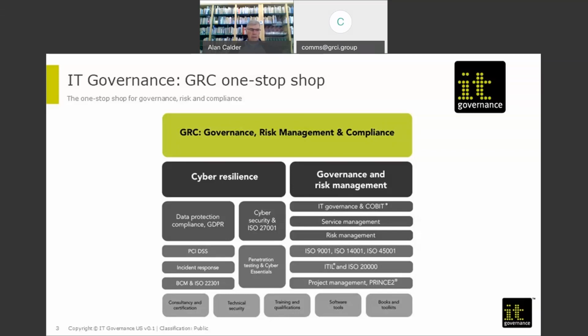We have a software tool set in our software business. We deliver training, both self-paced and instructor-led, mostly online, live online, but also obviously in a venue classroom. We have technical security testing, legal compliance testing, legal consultancy services, and a very substantial consultancy and compliance activity that supports all of our clients. So that's the GRC one-stop shop.